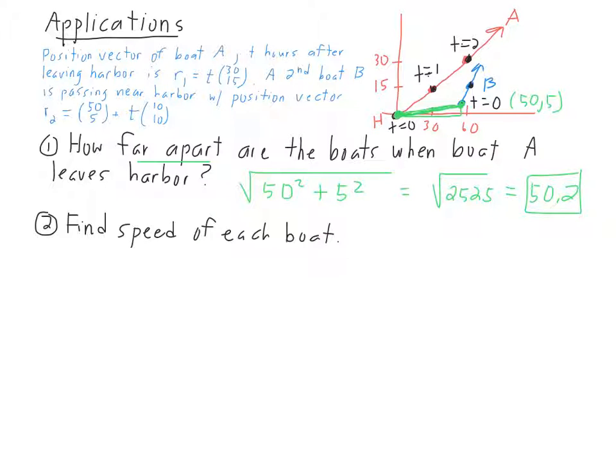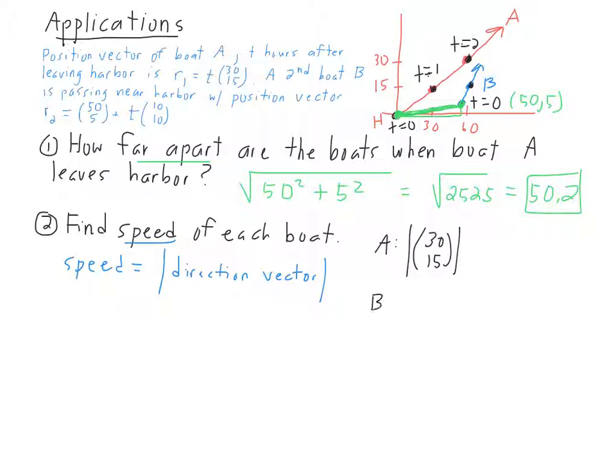Okay, next question. We want to find the speed of each boat. Well, the speed, please jot this down, is equal to the magnitude of the direction vector. So all we need to do is take a look at each line's direction vector and find the magnitude of it. For boat A, the direction vector is 30, 15, so we need to find the magnitude of 30, 15. And for boat B, the direction vector is 10, 10. We're going to just feed each of these into the Pythagorean theorem.